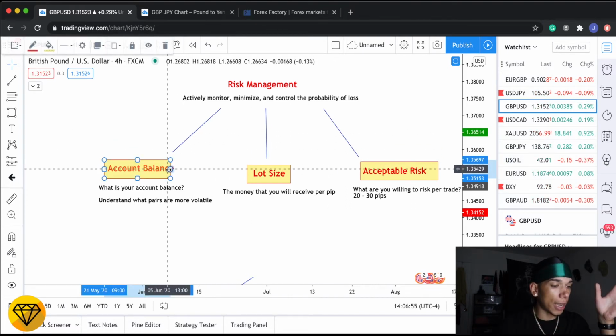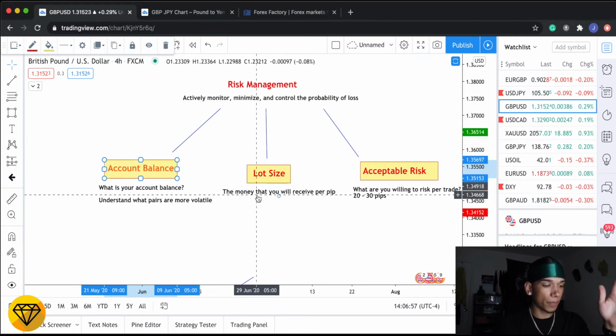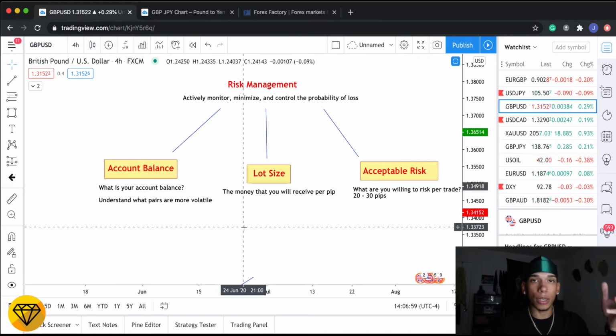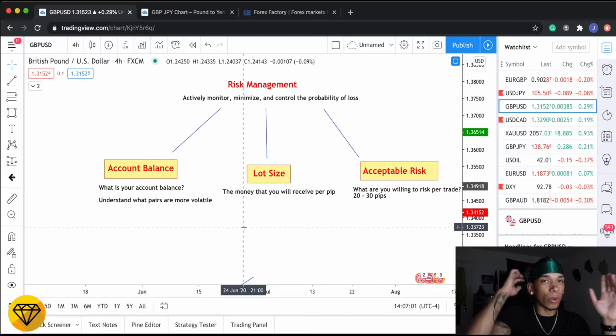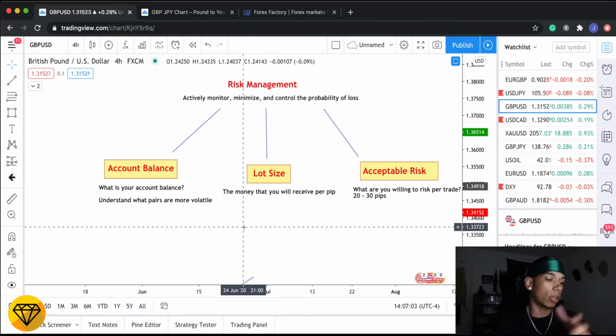You have to understand your account balance, right? How much money is in your account? It's very simple. How much money did you put into your account? Did you deposit $100? Did you deposit $1,000, $10,000? How much money do you have to trade? You need to understand that, right?